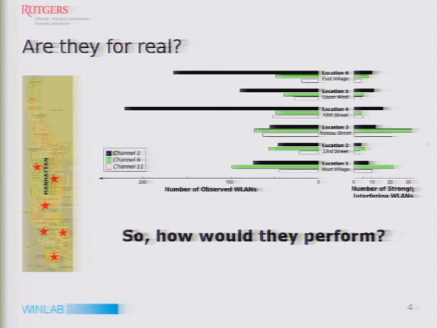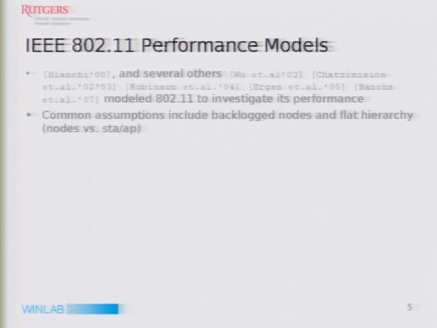But once you draw a picture like this, you start to wonder: it might be a high number, but how would they perform? If they perform well, you don't care much, right? Going in that direction, we started looking at what would be the right places to look at for performance of this kind of network. The first thing, both for historical reasons and because of the vast body of previous work, was 802.11 performance models.